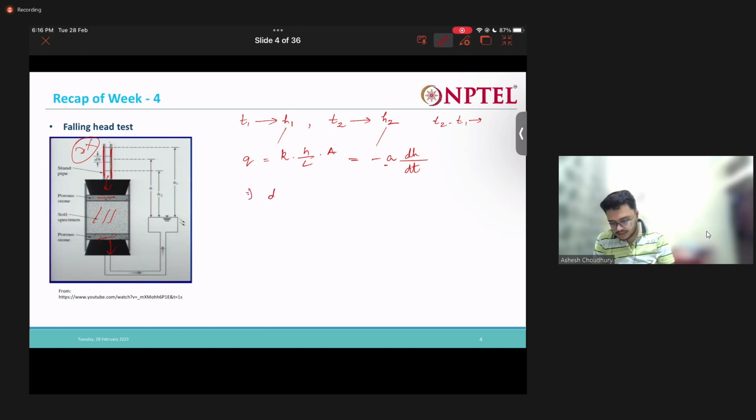So we can just rearrange it, aL by AK into minus dh by h. Now you just integrate this from 0 to t, or t1 to t2. All the same, 0 to t or t1 to t2. t is actually t2 minus t1, that is my t. So here I am just setting it 0 to t, right? And this we can integrate from h1 to h2. If you do this and rearrange, you will get your expression as t ln h1 by h2.